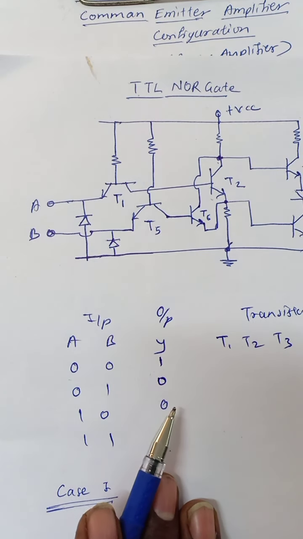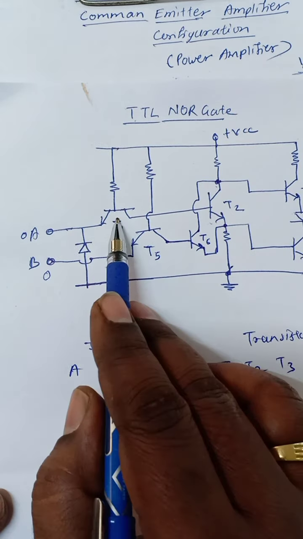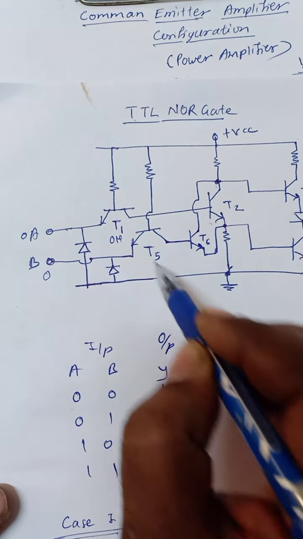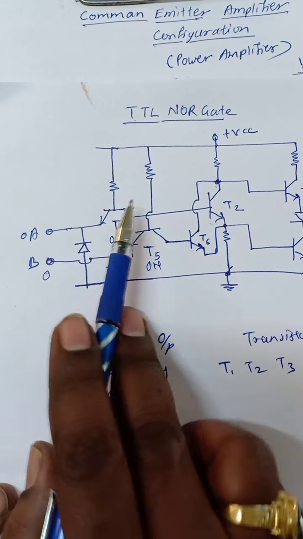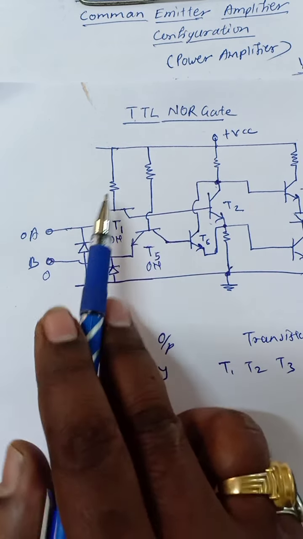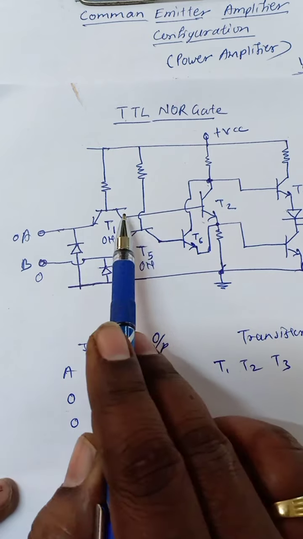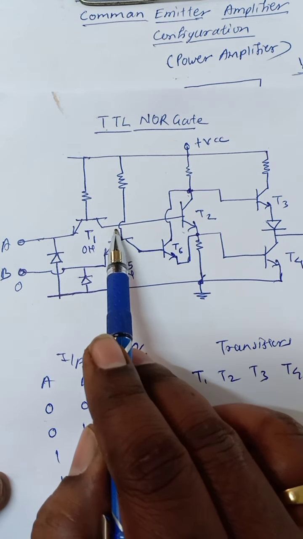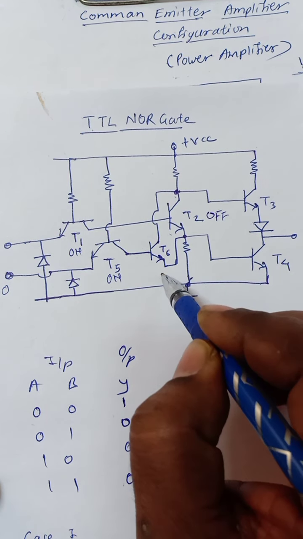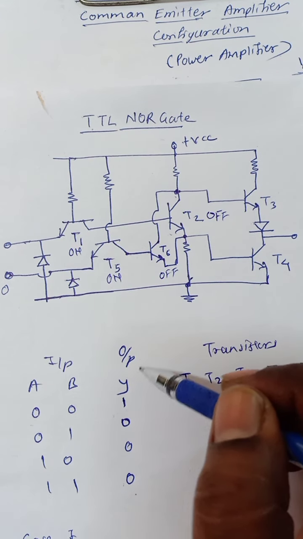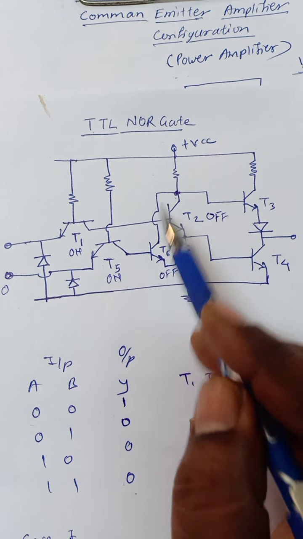For this case 1, if we apply 0 0, the emitter is in the low state, so these two transistors will turn on. You should know that a transistor turns on when the emitter is at 0. The bases are already connected to high voltage, so by connecting this 0, these two transistors turn on. When a transistor is on, the collector voltage is low. As the collector voltage is low, this transistor goes into the off state. Both these transistors are off, because when a transistor turns on, the collector voltage drops, so the base also drops. So here also the base drops.